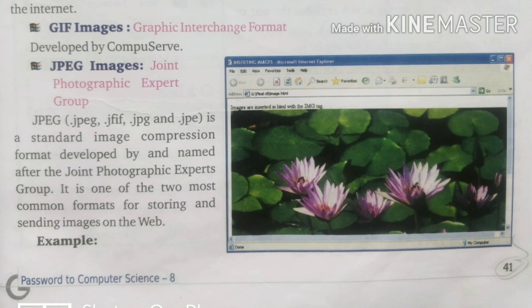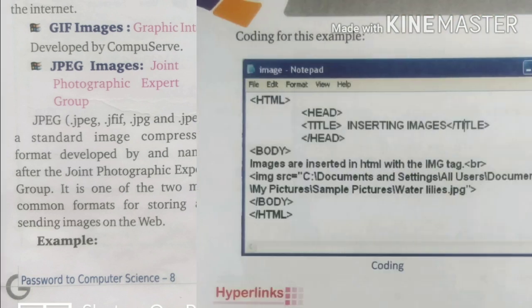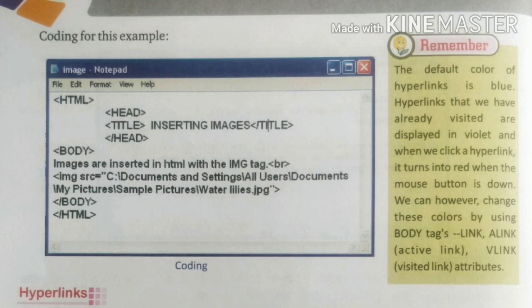JPEG format. So JPEG format is a standard image compression format developed by and named after the Joint Photographic Experts Group. It is one of the two most common formats for storing and sending images on the web. Now next page, it is given the HTML code to insert an image in HTML. So here code is given, just you need to go through the code.